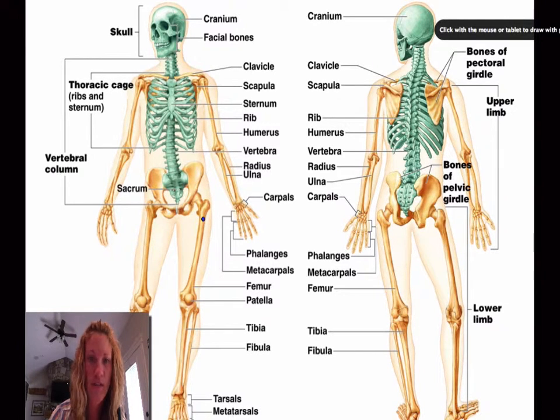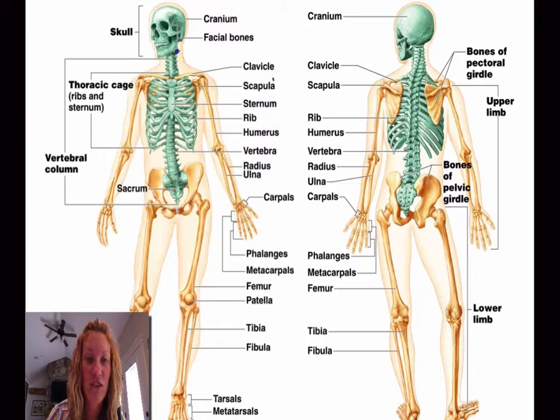Okay, so here's this diagram again. I showed this I think in the last video. So everything that's in this teal color is the axial skeleton, and then everything else is made up of the appendicular skeleton.